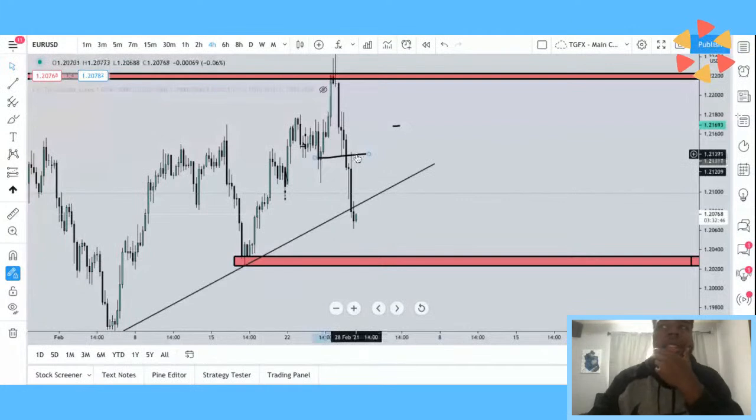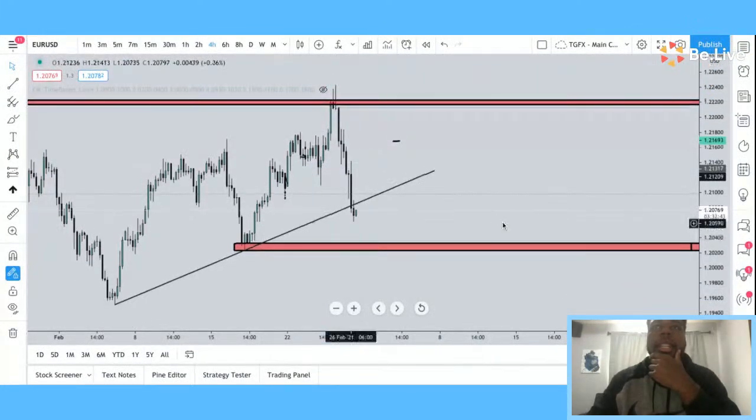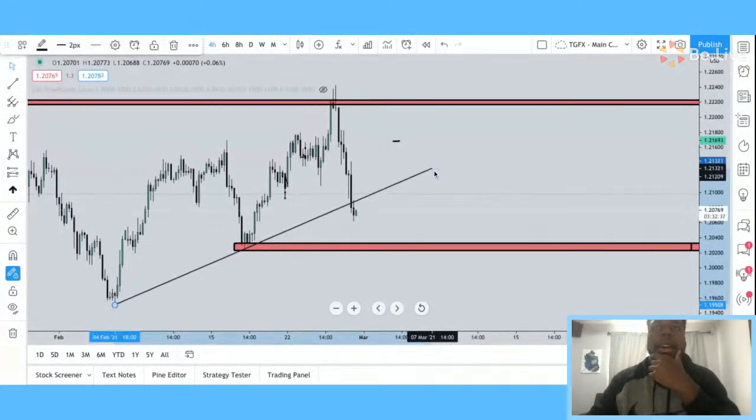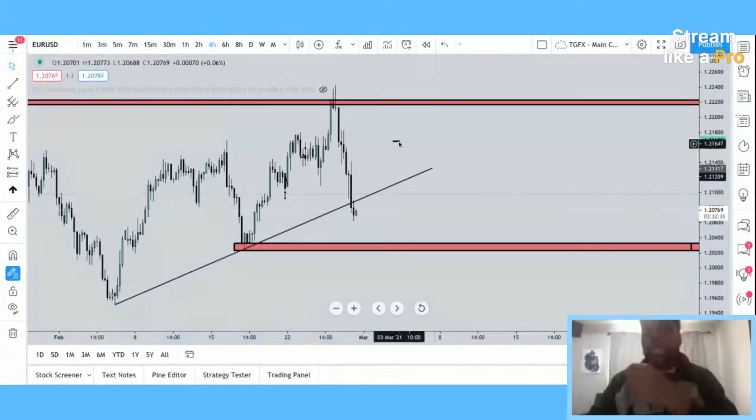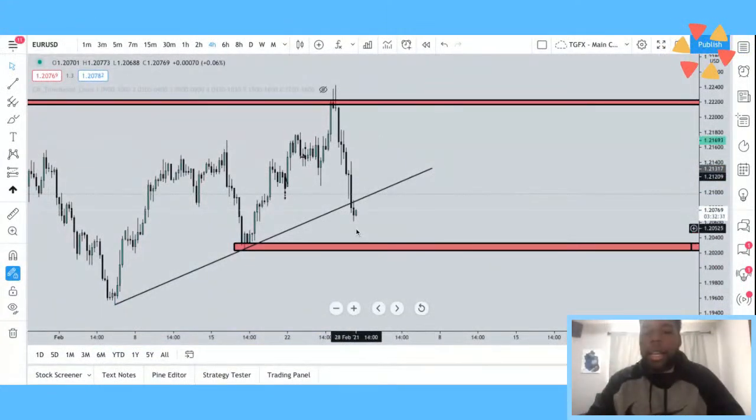All right, so we can actually see right now price is sitting on the outside of this trend line, which is telling me potentially that we may see more downside from it, but we definitely just want to wait, be patient, and see if price just shoots back up or whatever.